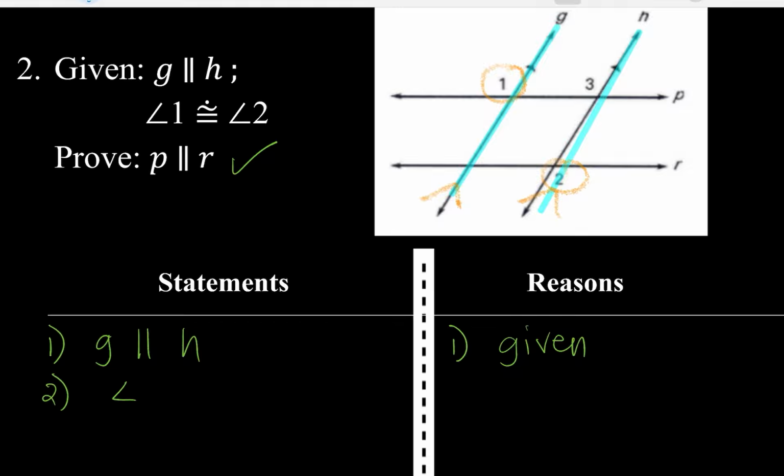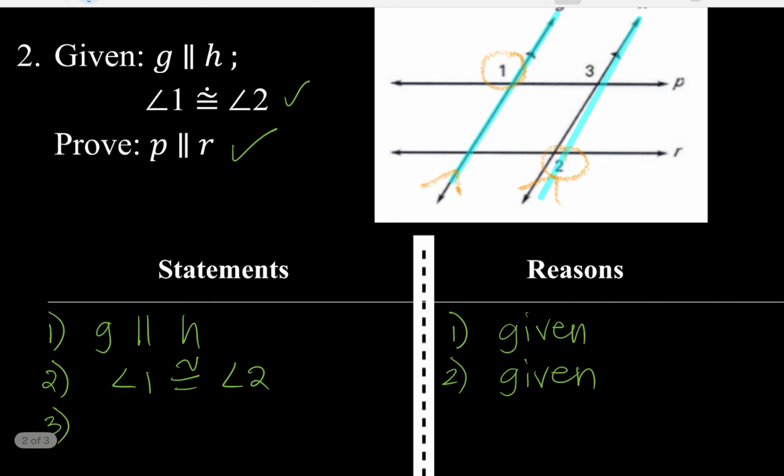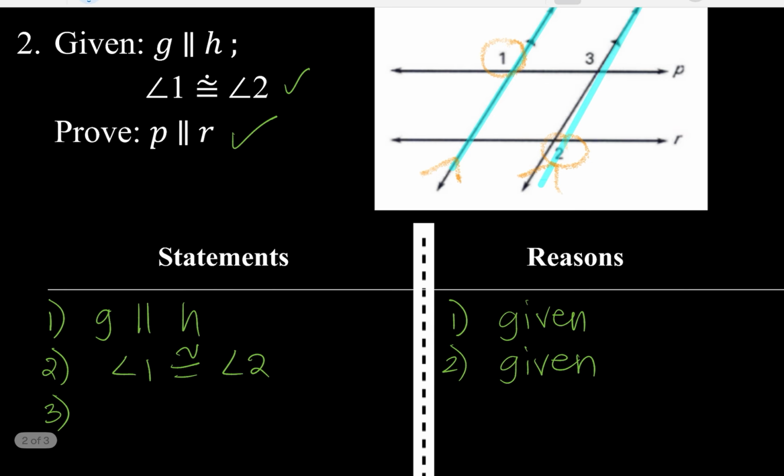We also are given the second statement right here, which is again given. So we need to introduce another angle that has a relationship with angle 1. And since there's only one other angle here, that's 3, so we can say angle 1 is congruent to angle 3. And these two angles are considered corresponding angles.